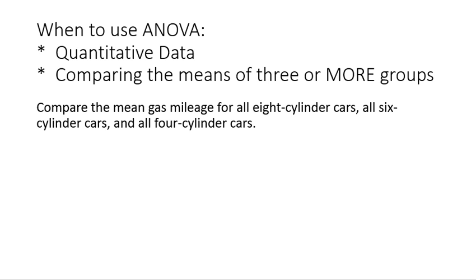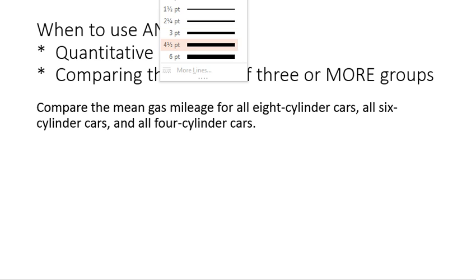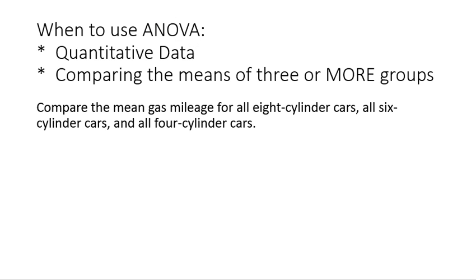I'm going to get my pen going here, and I'll do it in blue today. Let's make the thickness a little bit bigger. So we've got 3 groups we're comparing here, for the 8, 6, and 4-cylinder cars. Let's think of the heights of these bars as the gas mileages. So this may be the gas mileage for the 4-cylinder, for the 6-cylinder, and for the 8-cylinder. It could be that the heights are all the same. In other words, the gas mileages are all about the same.